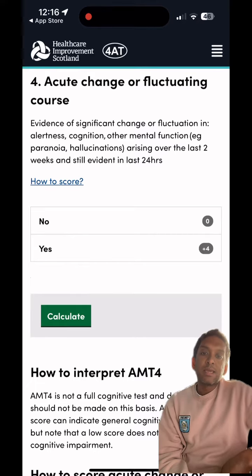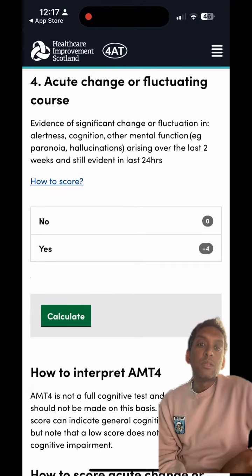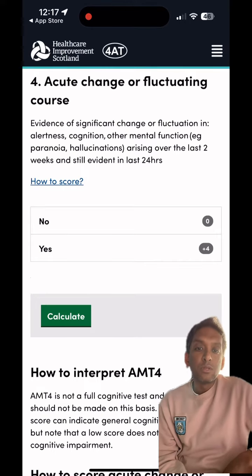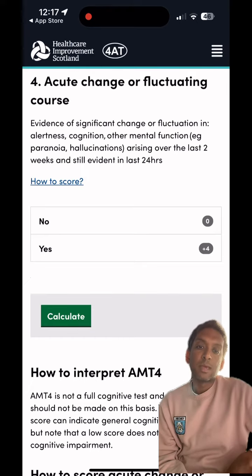The last A is, has there been an acute change happening in the last 2 weeks, still evident in the last 24 hours? You might know this to yourself if you know the person well. If not, you can look to other sources. For example, if somebody's come into the A&E department because of acute confusion, you'd score yes to that. And if somebody normally lives alone and independently and you find them drowsy, you'd score yes again.